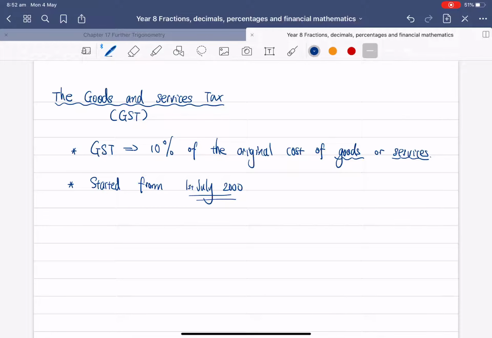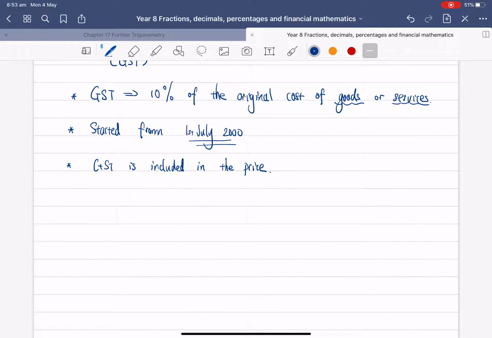In Australia, the price that you pay for the majority of the items and the services that you use, the GST is already included in the price. So if you pay $10 for a Happy Meal, then within that $10, a certain amount of money is GST that's paid to the Australian government. Okay, all right. So GST is included in the price.